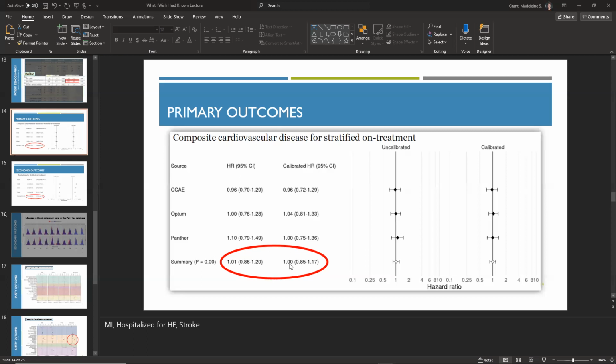This hazard ratio is 1. So that means that there was no difference in composite cardiovascular disease between the two groups. So in this study specifically, we were looking at 2 different medications, and this study found that there was no difference between the 2 groups.